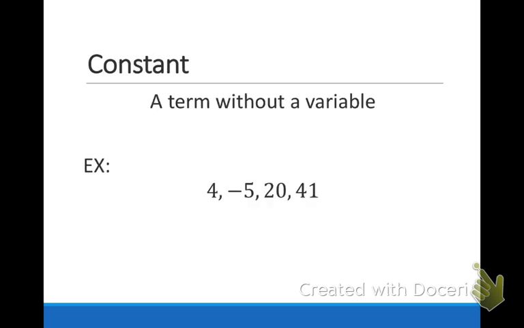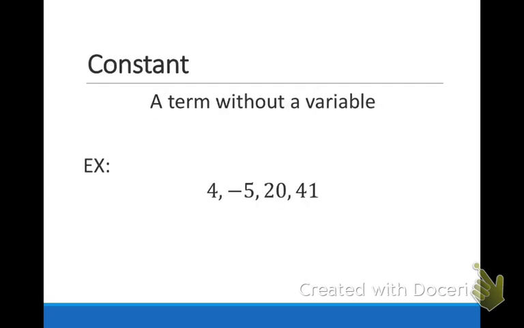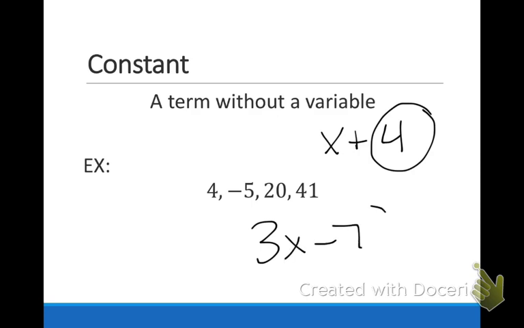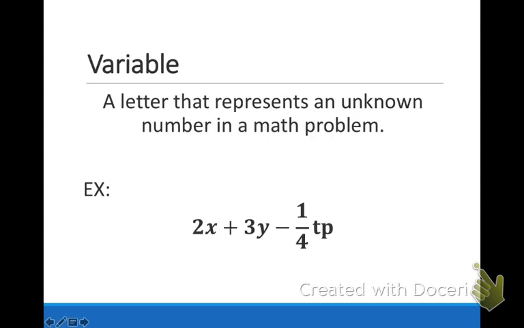A constant is a term without a variable. So anything that does not have a variable. So if I had x plus 4, 4 is the constant. If I had 3x minus 7, minus 7 is the constant. A variable is a letter that represents an unknown number in a math problem. X, Y, T, P, all are variables.